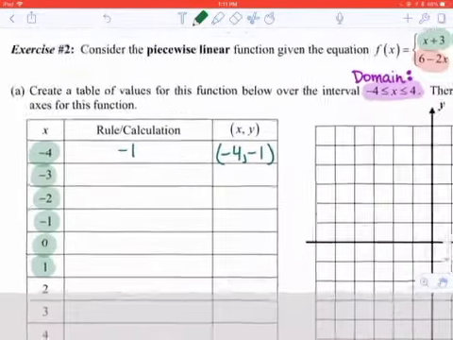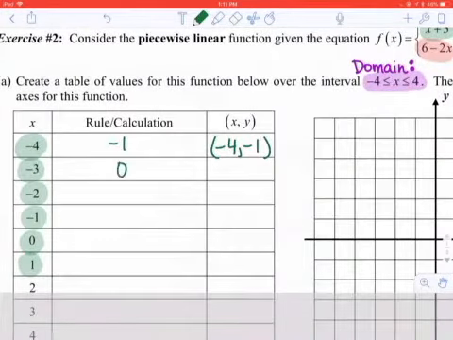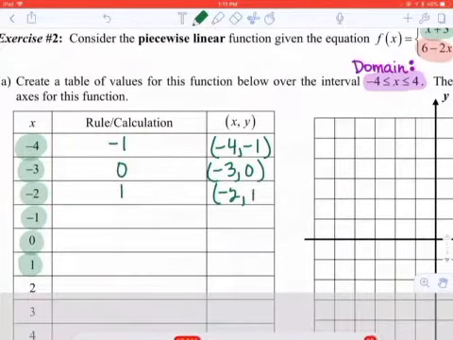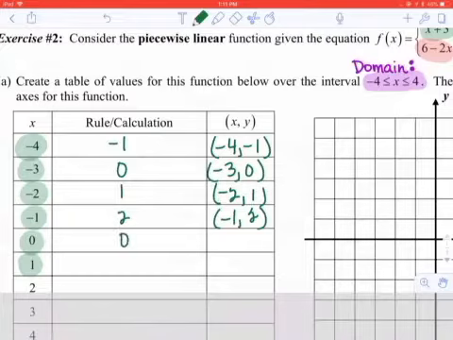When x is -3, we get 0, so that's -3, 0. When x is -2, you get 1, so that's -2, 1. When x is -1, we get 2, so -1, 2. 0 for an x gives us 3 for a y, so that's 0, 3. And 1 gives us 4, 1, 4.